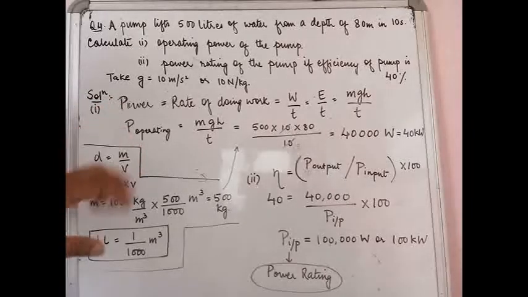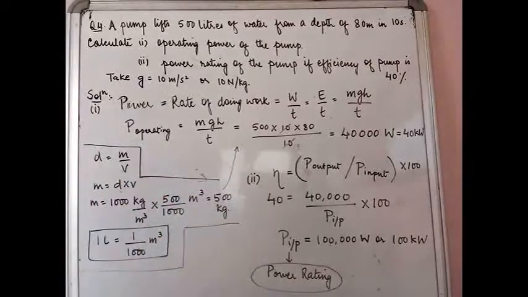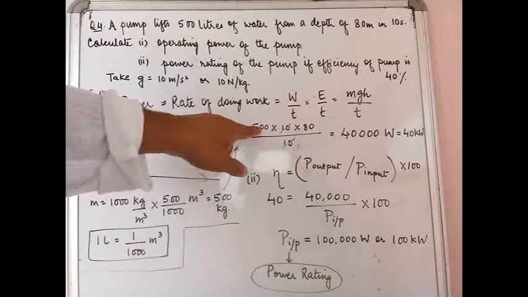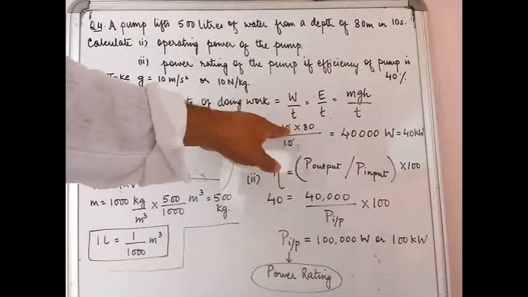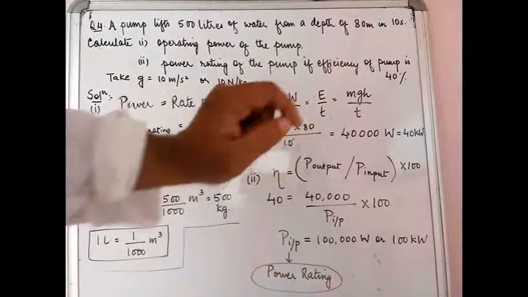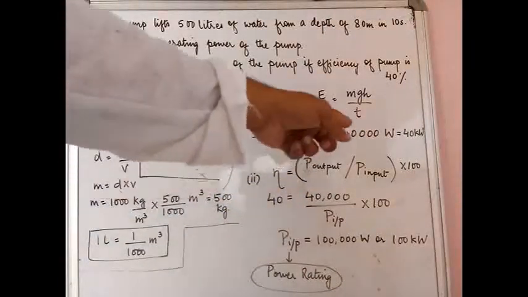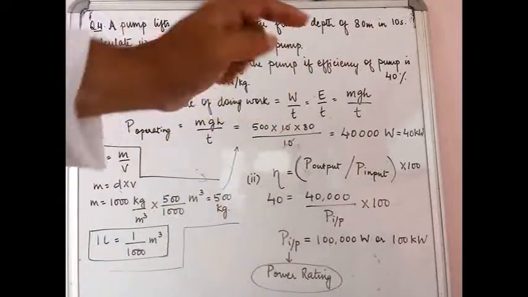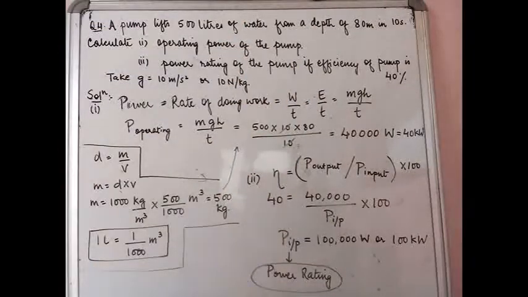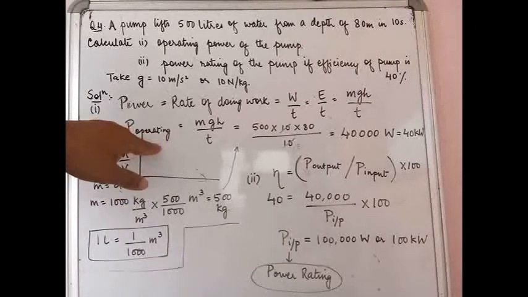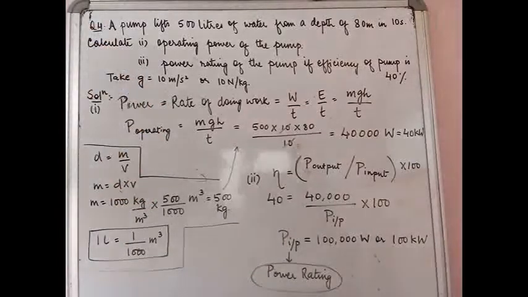Now that we know the mass of the water also, we will simply use this formula and put the values. So mass 500, g value is already given 10, height or the depth is 80 and divided by time. How much time did the pump take? 10 seconds. So after calculation you will get a value of 40,000 watt, or you can also write it as 40 kilowatt. Kilo, K with a small and W with a capital letters. So this is nothing but the operating power of the pump, the power at which the pump is operating.